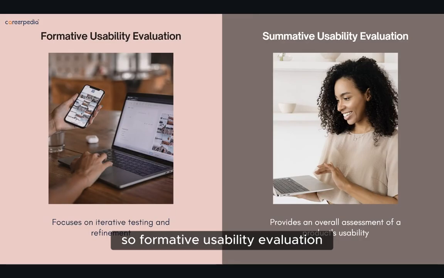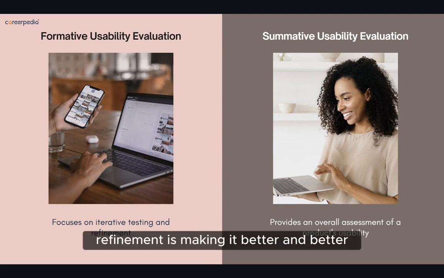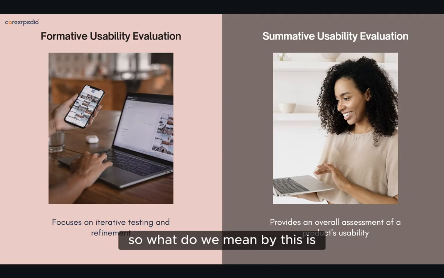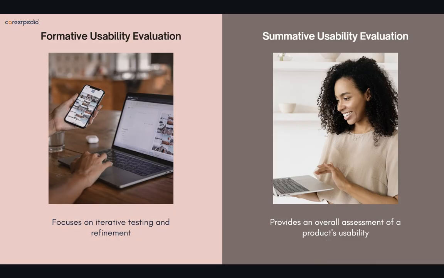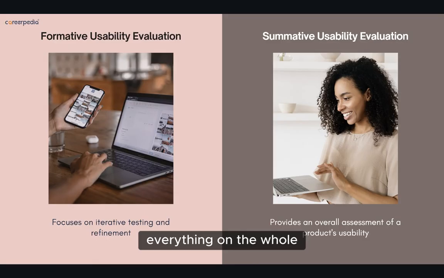So formative usability evaluation focuses on iterative testing, means testing again and again, and refinement. Refinement is making it better and better. Whereas summative usability evaluation provides an overall assessment of the product's usability. So what do we mean by this is, formative usability evaluation checks even the smallest parts, whereas summative usability evaluation checks everything on the whole.